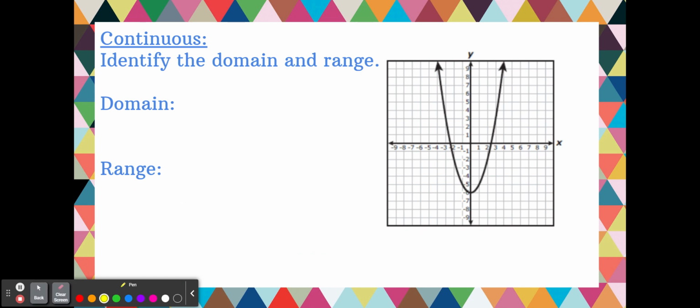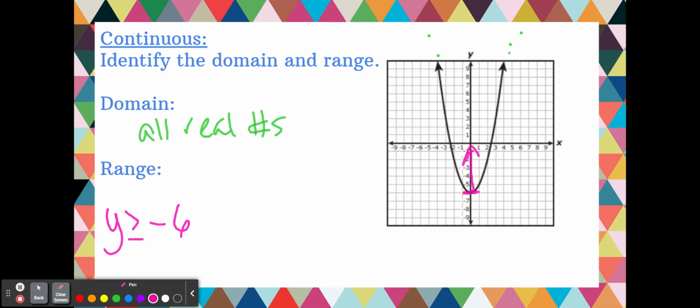So let's try this one. Okay, so it says identify the domain. So remember my x's are going to infinity. So it's going to continue both ways, positive and negative. So we have all real numbers. Okay, our range is... well, we don't have a maximum, right? Because it goes on forever, but we do have a minimum. So we do have a lowest point, which is -6. So all of the y's are what? They're bigger than -6. So all the y's are greater than or equal to -6.